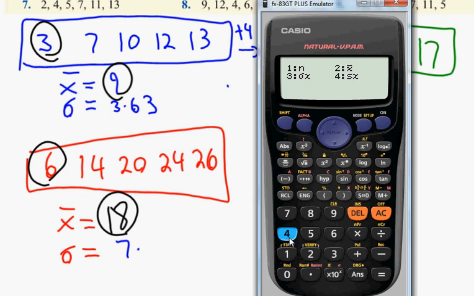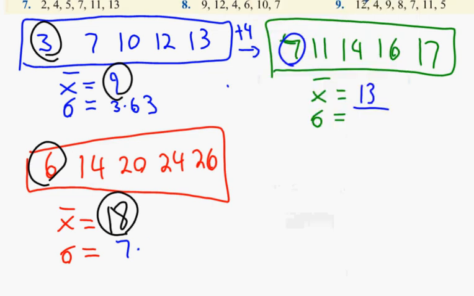Shift, stat, variable, standard deviation: 7.26. Safe to say, when you multiply the mean by an amount, you multiply the standard deviation by the same amount. When you add, you increase the mean by the amount you added on, but the standard deviation stays the same. That's very important stuff, guys. They do like to ask that type of question.